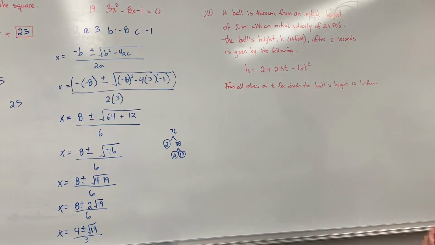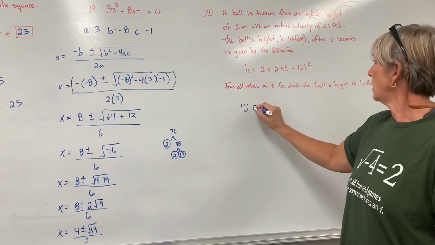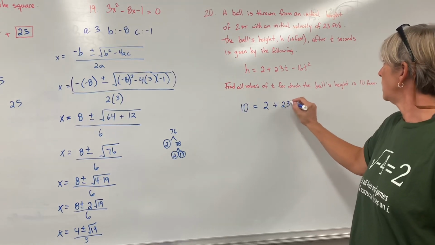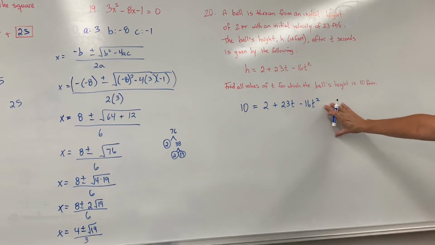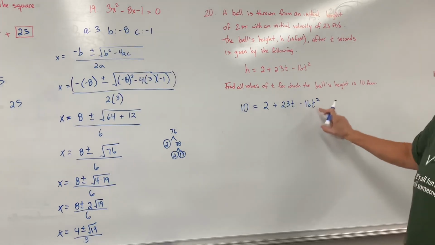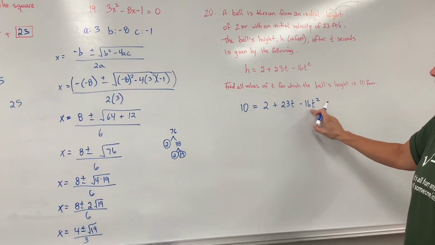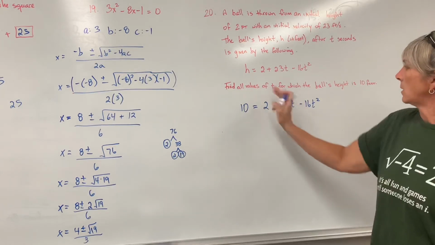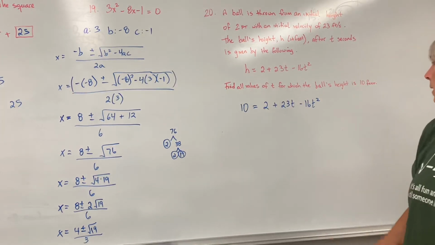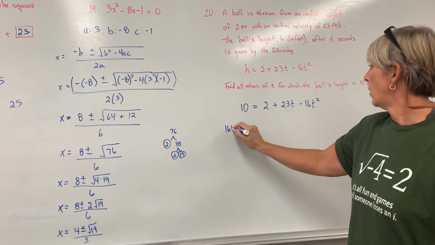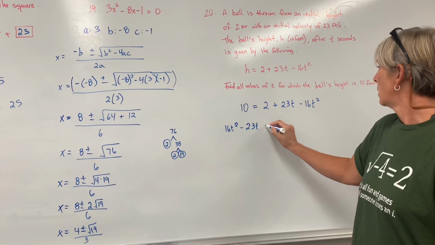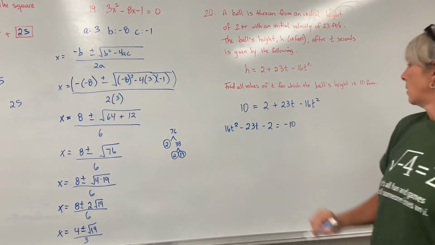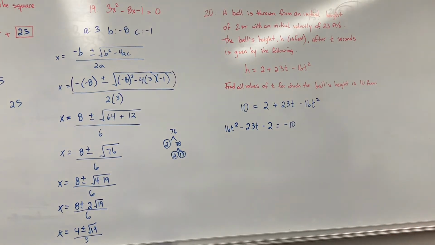So what I'm going to do is replace h with 10. So 10 equals 2 plus 23t minus 16t squared. So this is a quadratic equation, and I'm going to use my quadratic formula. I like to have my squared term be positive, so I'm actually going to put these three terms on that side and move the 10 over. You don't have to do that, but I think it's easier to put it into the quadratic formula if you make that squared term positive.